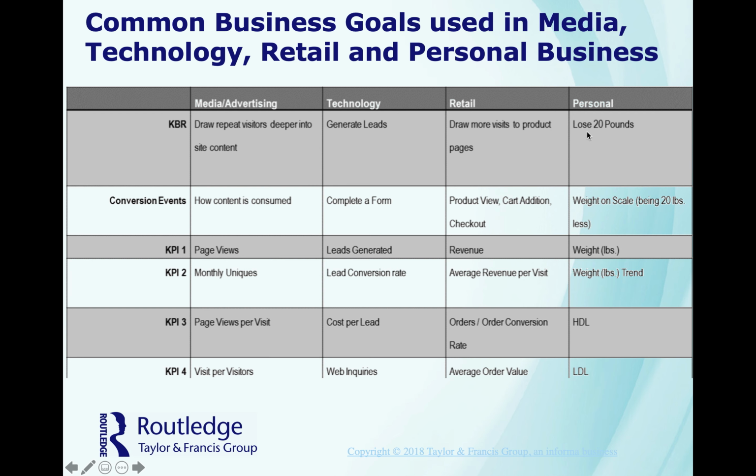A personal example would be, hey, I want to lose 20 pounds, so you might look at a website that's all about weight. So what is the conversion? What is the event that needs to happen? And then how are you going to measure it? These are the KPIs we were talking about. For media, if you're trying to get them deeper into your website, you might look at page views. How many page views is each getting? What are the monthly unique visits? What are the page views per visitor and visits per visitor?